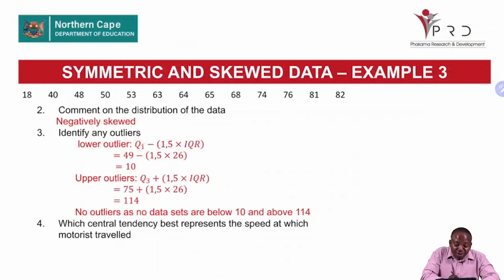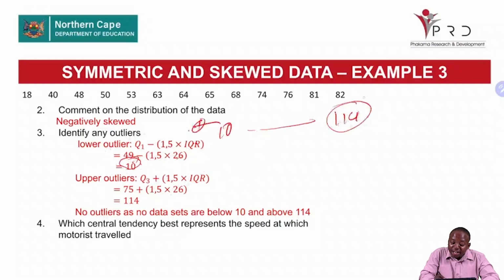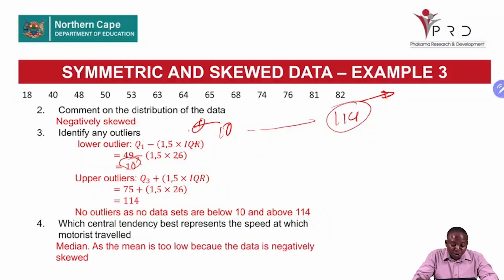Any outliers? So the interquartile range is Q3 minus Q1. We subtract the two, we get 26. So for the lower outlier, the lower limit can be 10, the highest can be 114. Any value less than 10 is an outlier. Any value greater than 114 is an outlier. We don't have such a value, so there are no outliers in this data set because no values are below 10 and none are above 114.